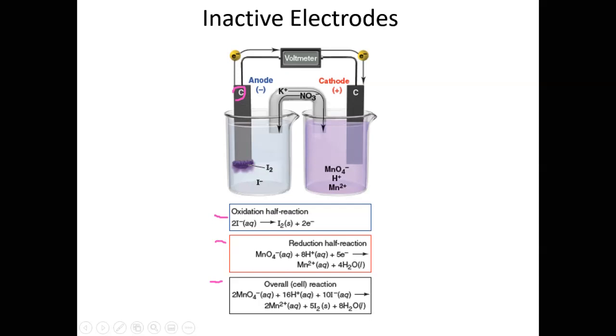On the other side, at the cathode, we have permanganate and manganese 2+. Permanganate gets reduced to manganese 2+, but manganese 2+ is not a solid, so we again have to use an inactive electrode such as carbon graphite to help facilitate the movement of electrons. Again, inactive electrodes such as carbon and platinum do not appear in the half reactions or the overall reaction. They're just there to help facilitate the movement of electrons. Again, notice that the anion in the salt bridge goes toward the anode solution, and the cation in the salt bridge goes toward the cathode solution.